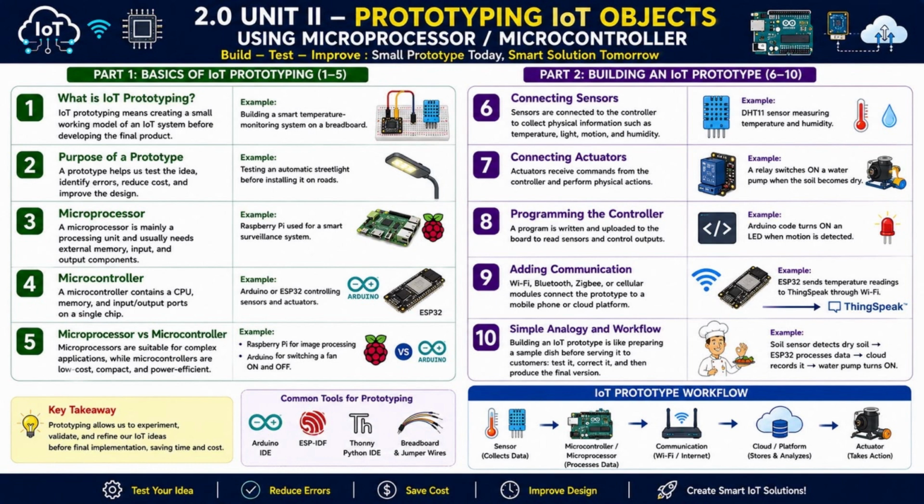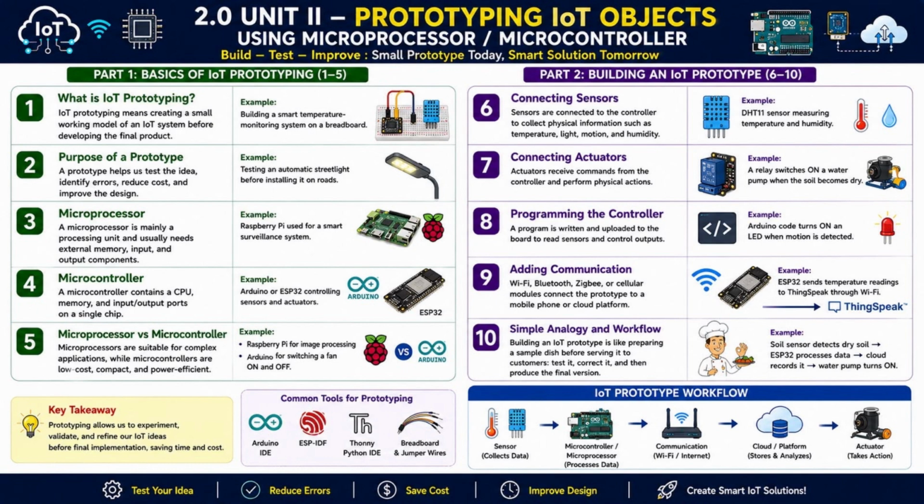Finally, my dear students, I want to conclude with the analogy. Building an IoT prototype is just like preparing chicken curry before serving it to the customers. We will test, we will correct, then we will produce on a large scale. Yes, then only it will come out from the kitchen to the customers.